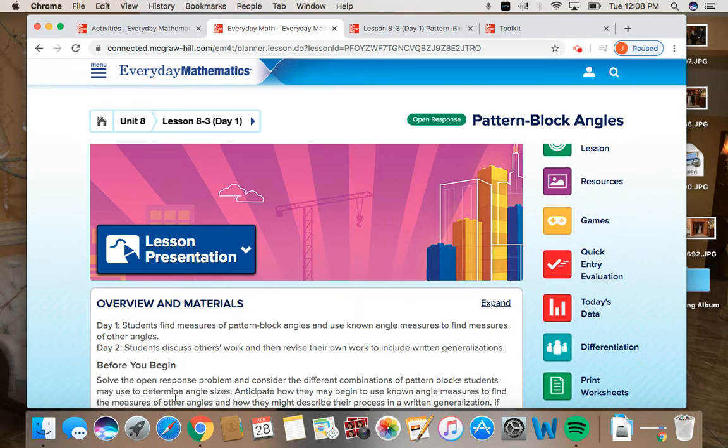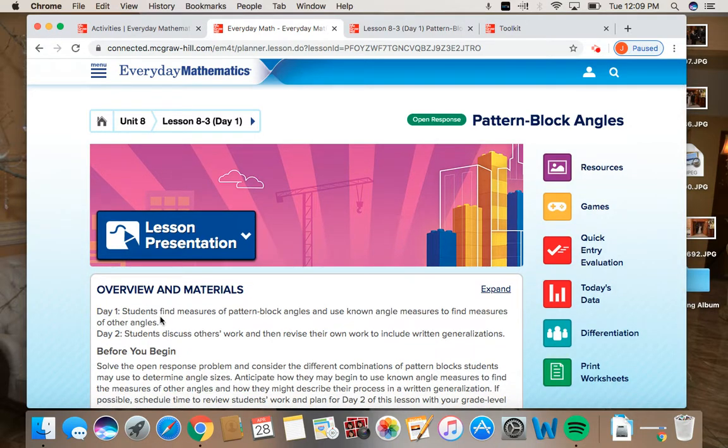Hi everyone. Today we're going to be doing lesson 8.3, day 1. This is pattern block angles. Our objective today is to find measures of pattern block angles and use known angle measures to find measures of other angles. So it's really cool. It's kind of like figuring out the missing piece of the puzzle, except it's going to be the missing measures of angles and pattern blocks. So it's really missing numbers.